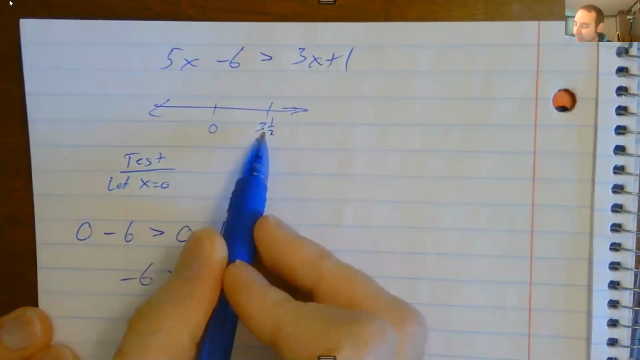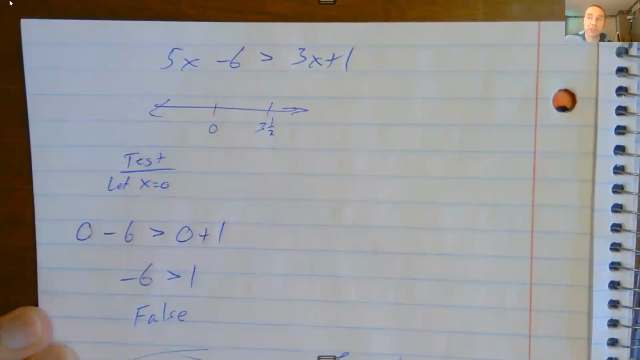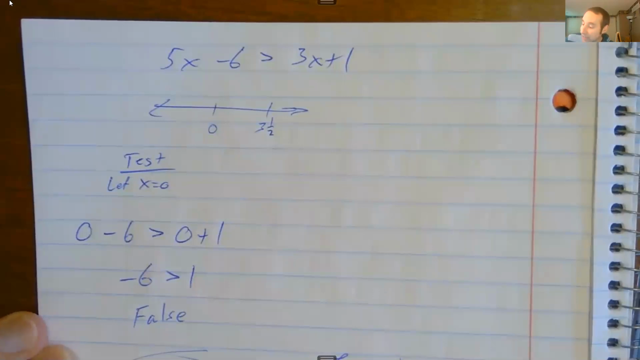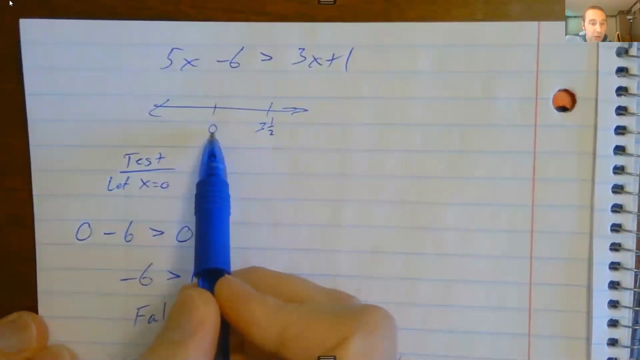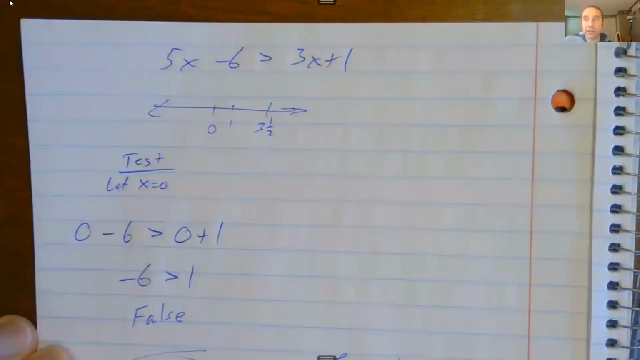So really, anything to the left of that boundary point gives me a false statement. That's not part of my solution. I'm looking for values that will give me a true statement that will solve this inequality. And if I've done things correctly, if I tried 0 and I got a false statement, if I had tried 1, I should also get a false statement.